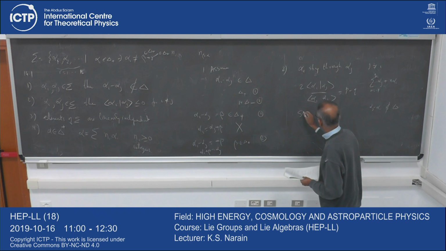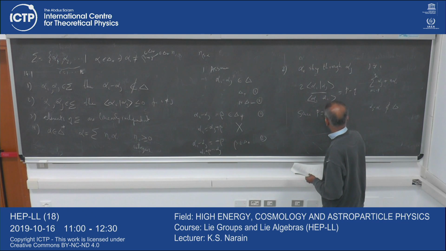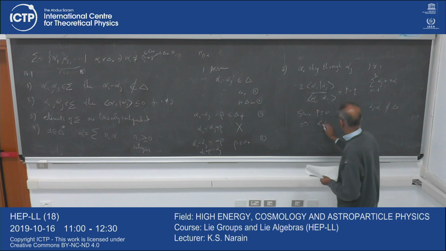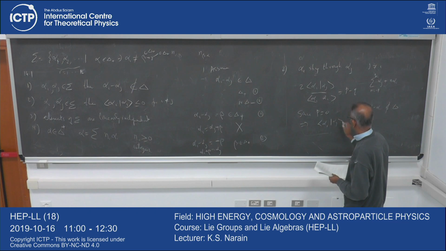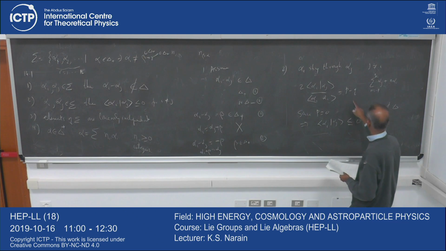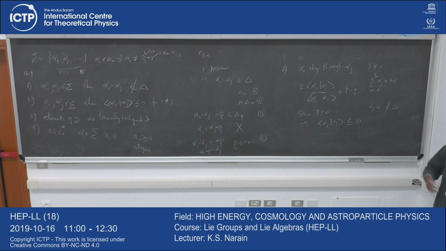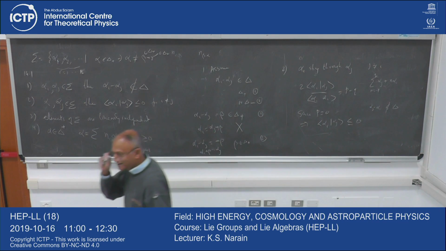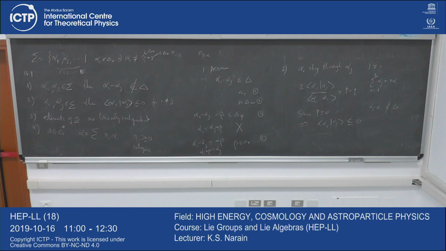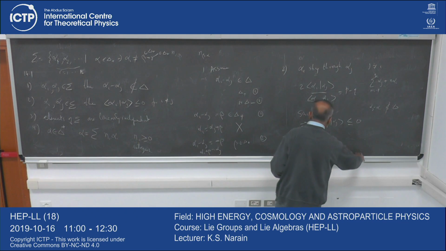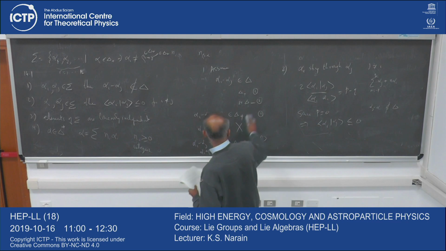Since P is 0, that implies that (alpha i, alpha j) is less than or equal to 0, because this is not positive. It could be 0 or negative. So it's always obtuse. The second part is proved, just as a philosophy of it. Okay, so now let's look at the third part.